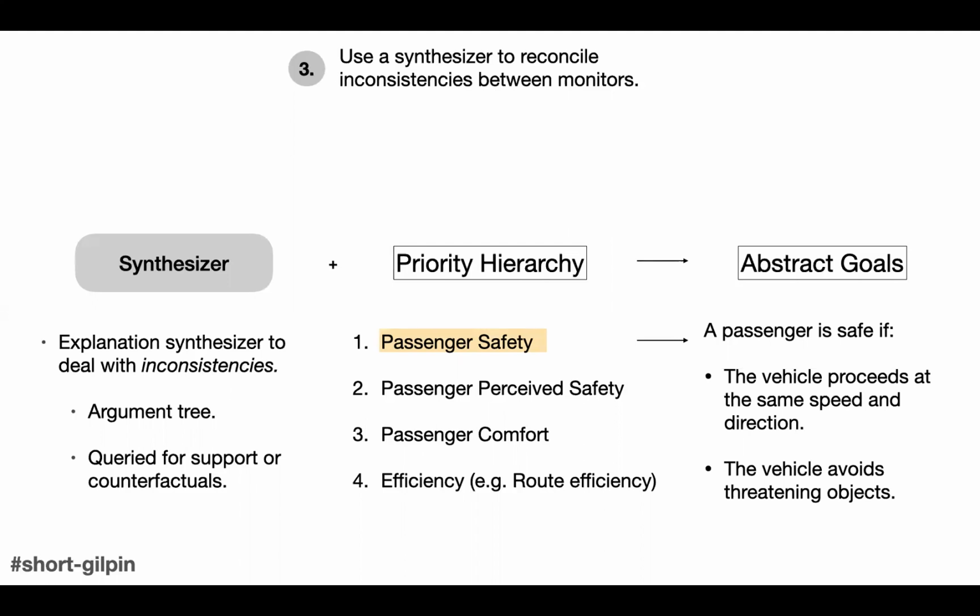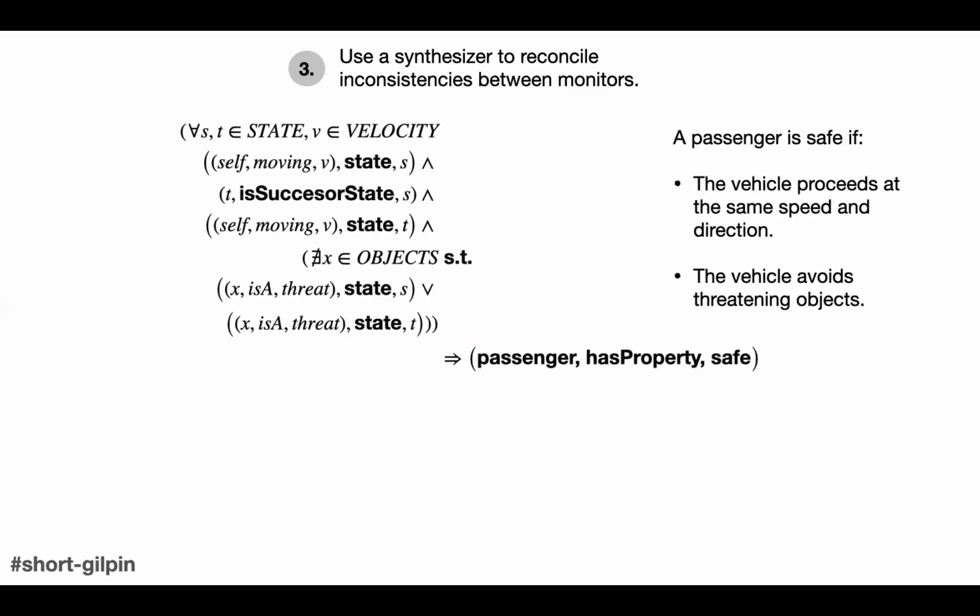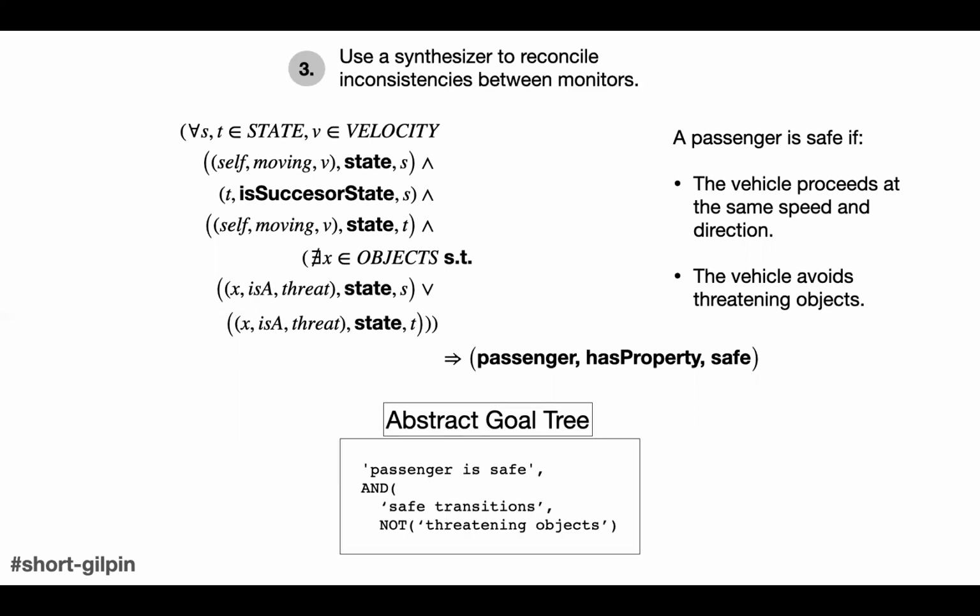Now, the way that that's done is largely through first order logic. So I basically define that as a passenger being safe if the vehicle at two successive states, S and T, are traveling at the same qualitative velocity, and there are no objects at either of those states that could be a threat. Then I say that the passenger has the property that it's safe, and I represent that as this abstract goal tree.